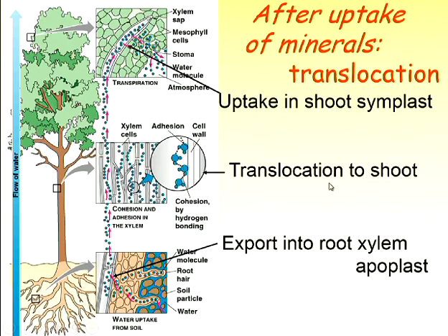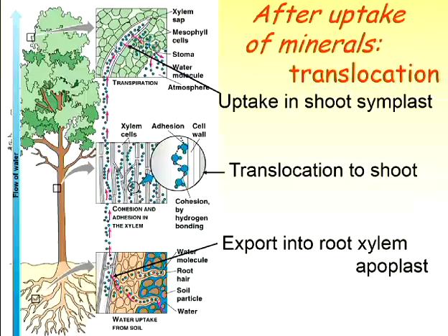And then we get translocation from the root xylem to the shoot xylem. And as you know, there are no membranes there, because this is dead cell walls left standing. There's a continuous water movement that is sucked up by transpiration, and minerals can just stay dissolved and go up with the flow. No membranes there.